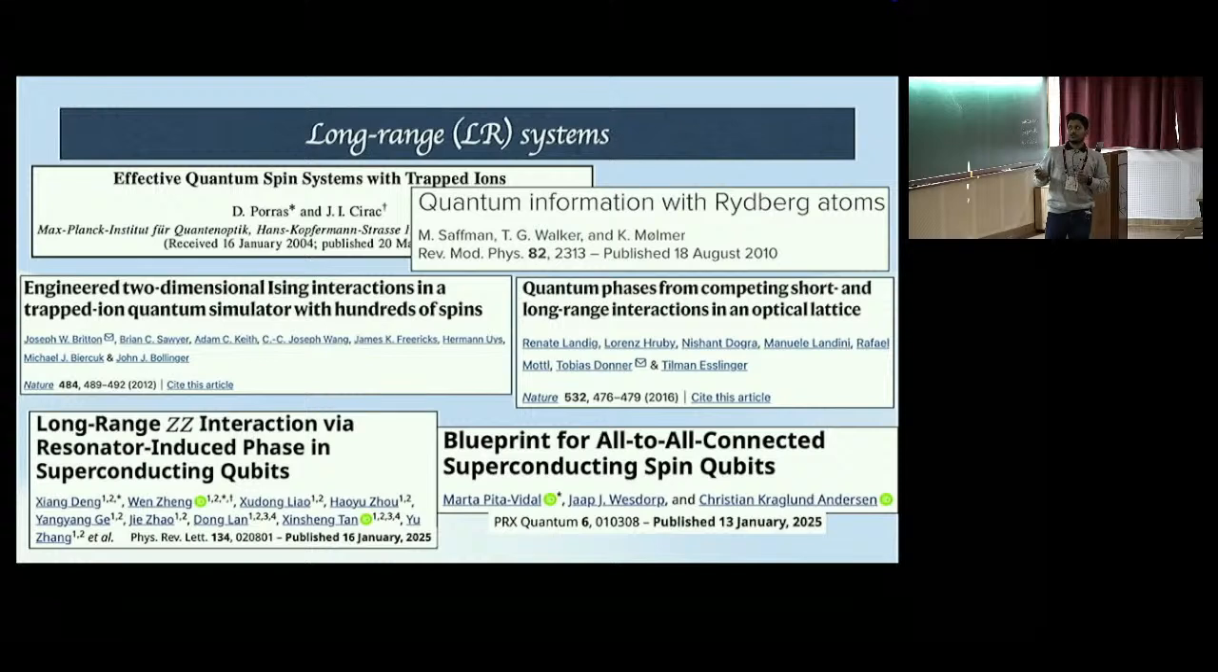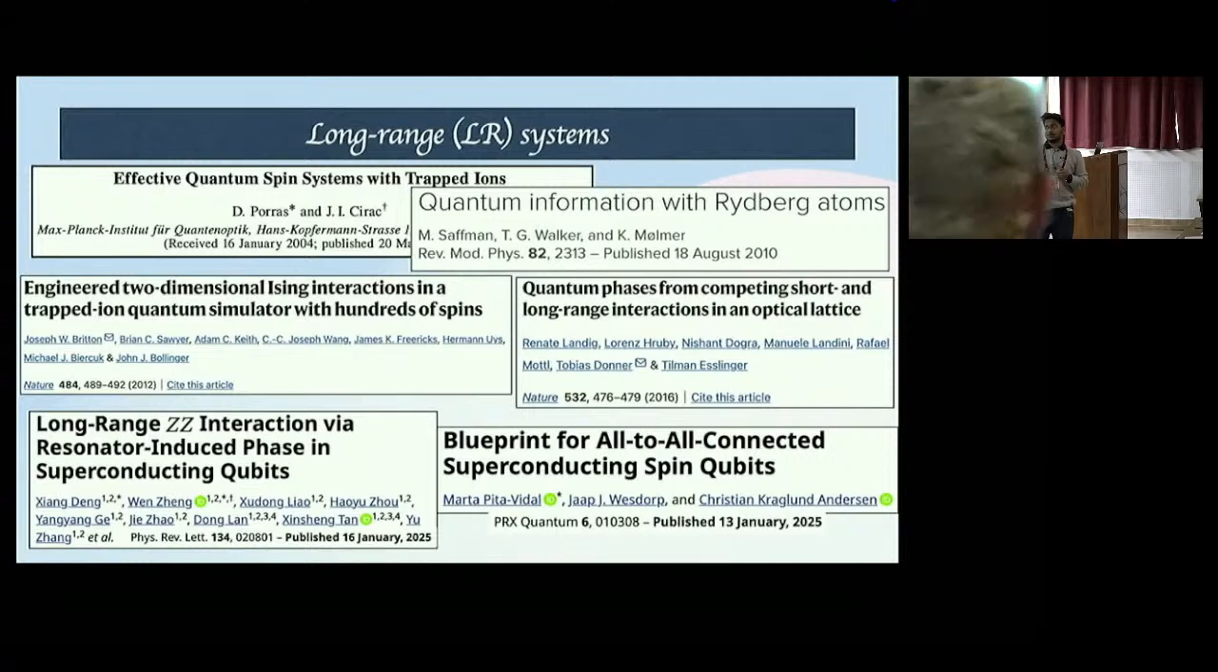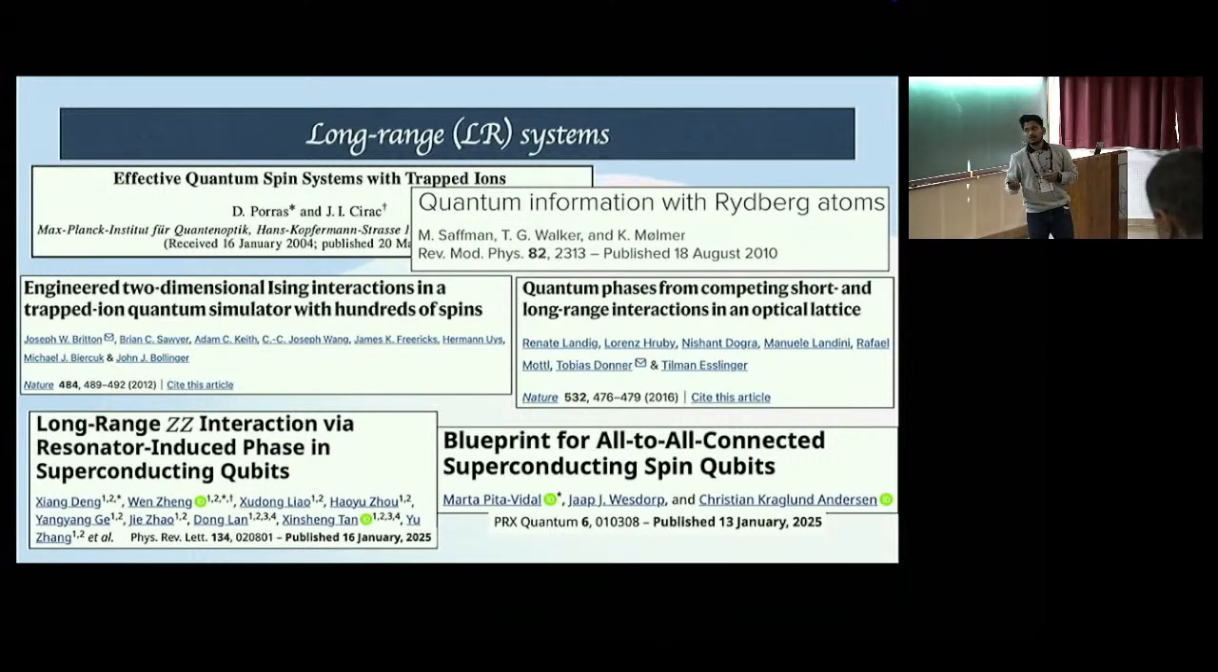Experimentally, this was first introduced by Cirac in the 2004 paper on trapped ions, and has then been seen extensively with Rydberg atoms, resulting in a review by Klaus Mølmer. And also, there are recent papers from this last month, where they show that even the ZZ interactions which I'm talking about are implemented on a superconducting qubit.